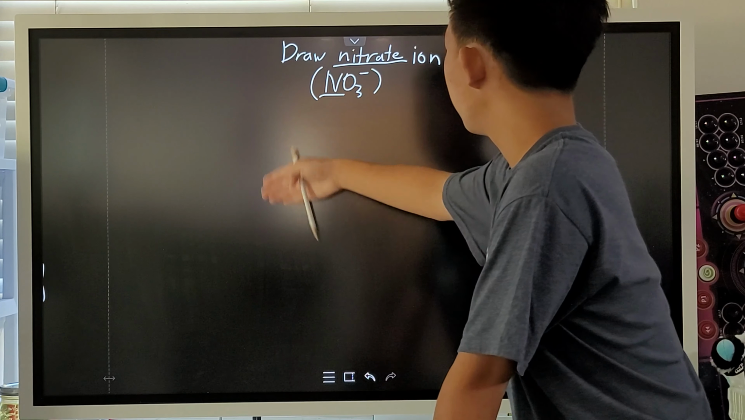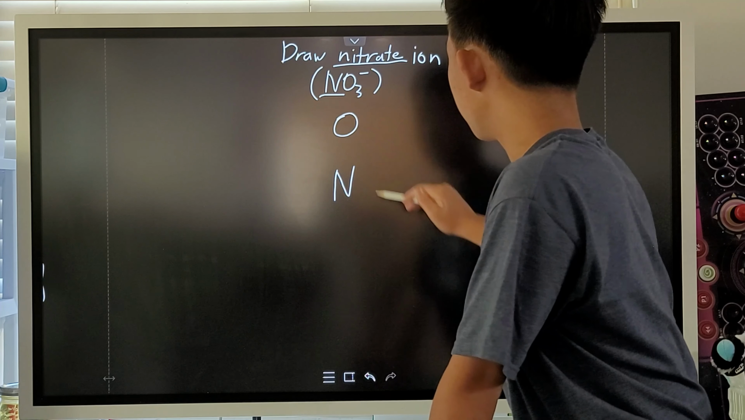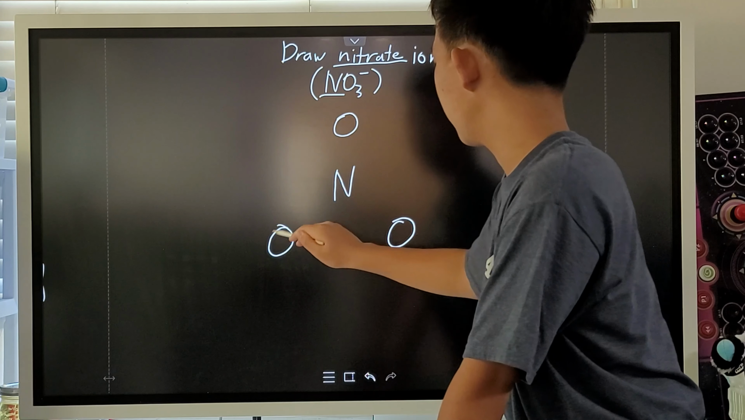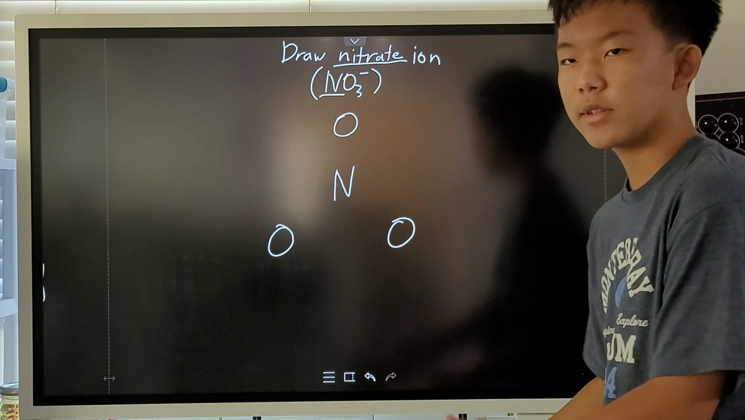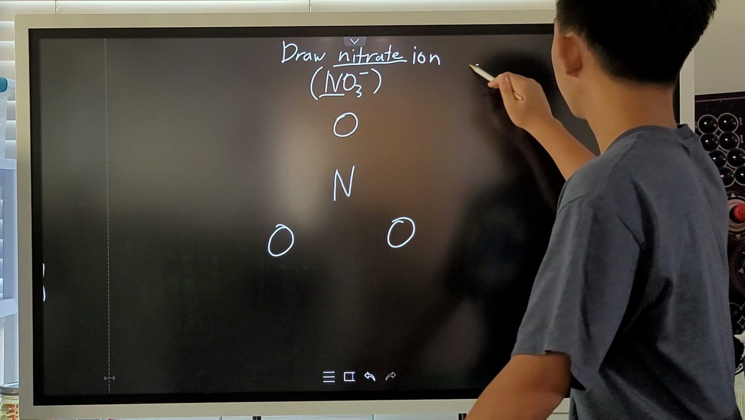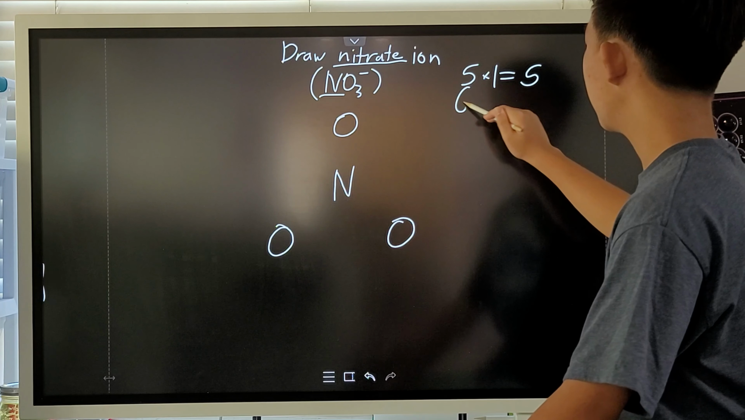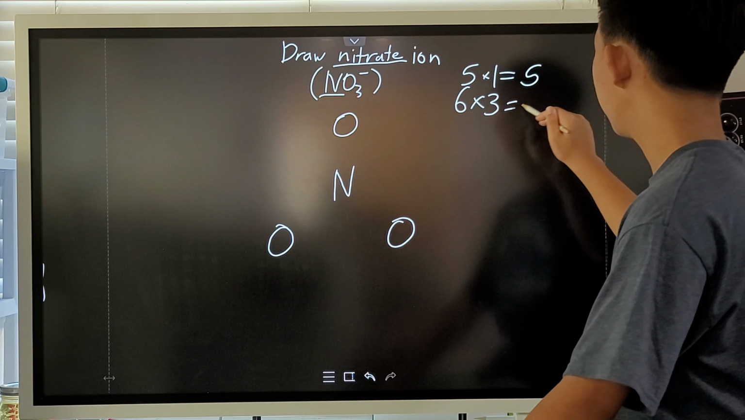So, therefore, nitrogen will be the central atom. Nitrate should look something like this, right? Perfectly logical. Now let's add up our valence electrons. Nitrogen has 5. 5 times 1 equals 5. Everybody knows that. Oxygen has 6. I'm pretty sure we have memorized it by now.